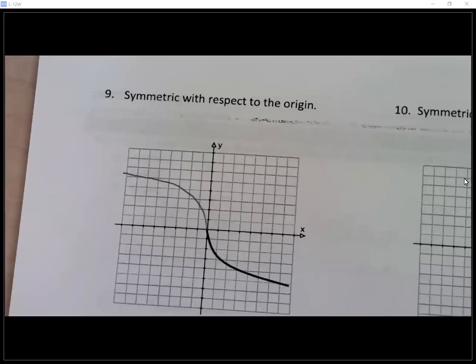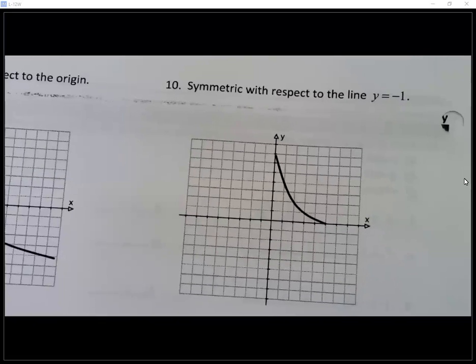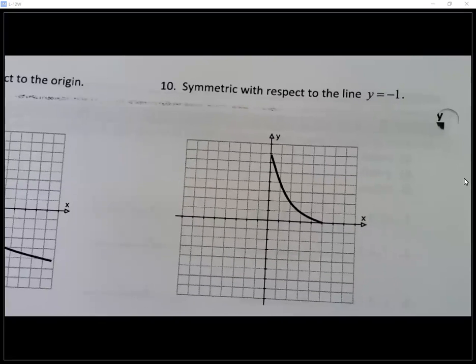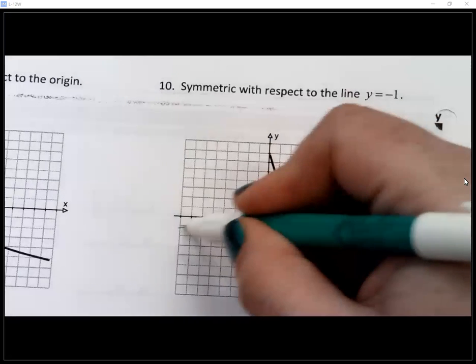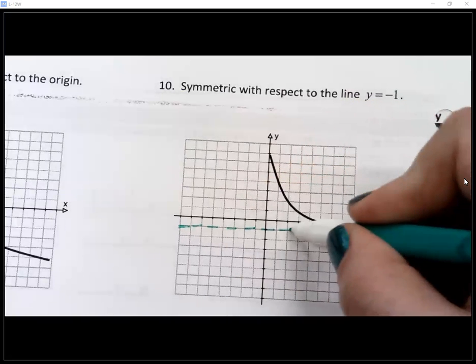10, we might as well do this one together because I know you're like, oh, what do I do with this one? First of all, where even is the line y equals -1? What is that? If you had to graph the line y equals -1, where is it? What is it? Evan? It's a horizontal that goes through 0 and 1. You got it. It's this line. I'm going to put it as a dashed green line. There's the line y equals -1.